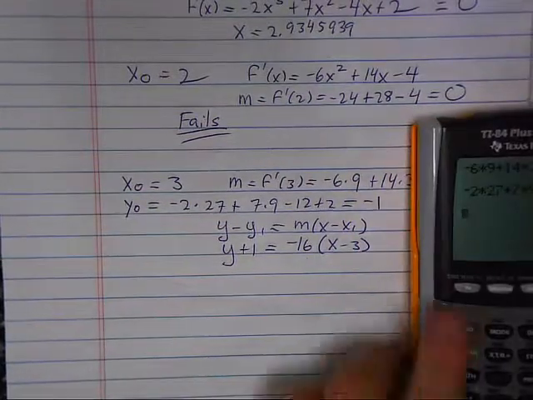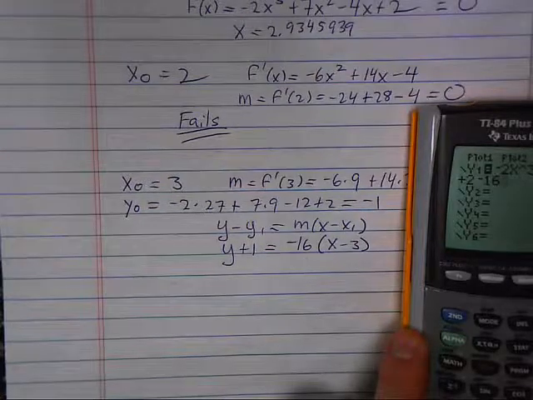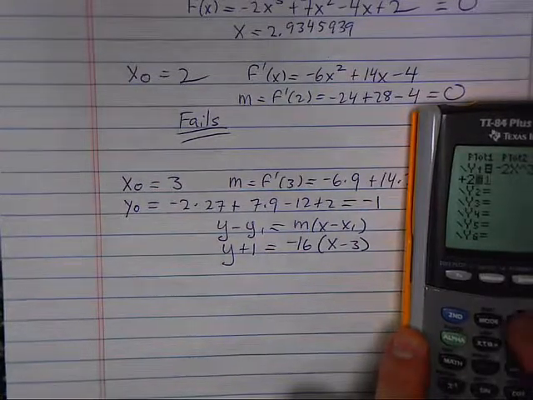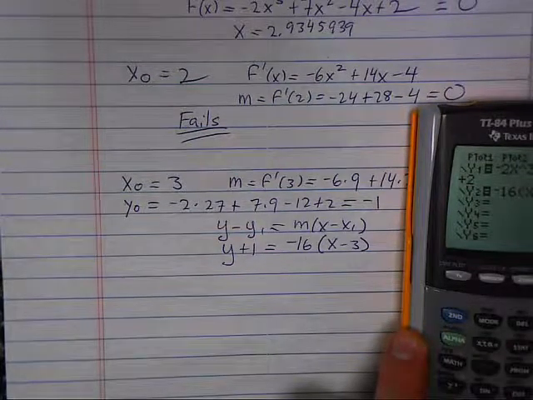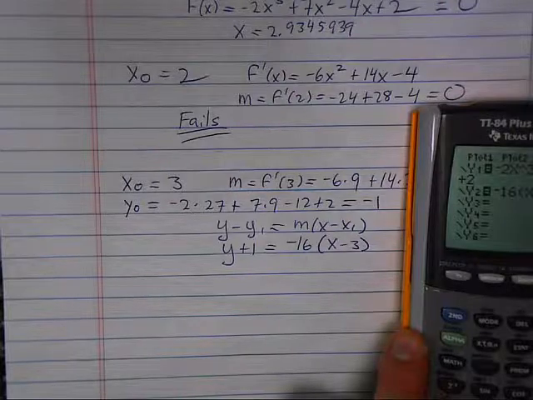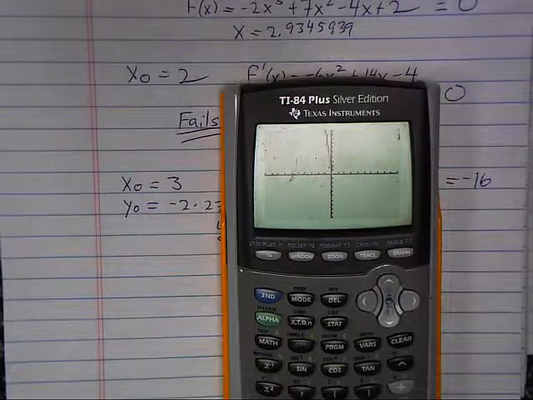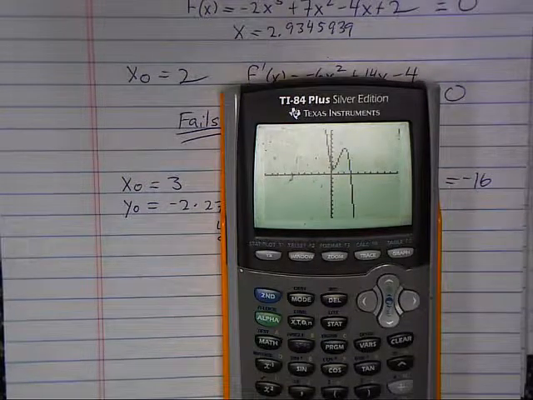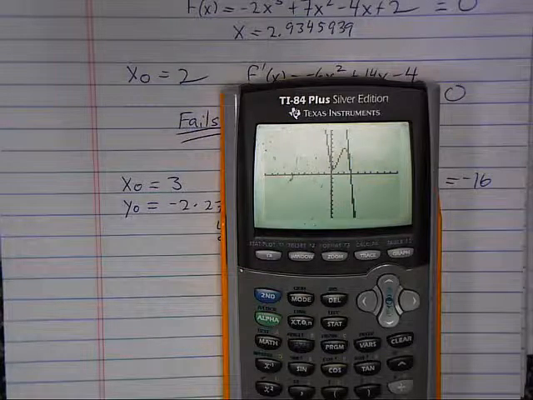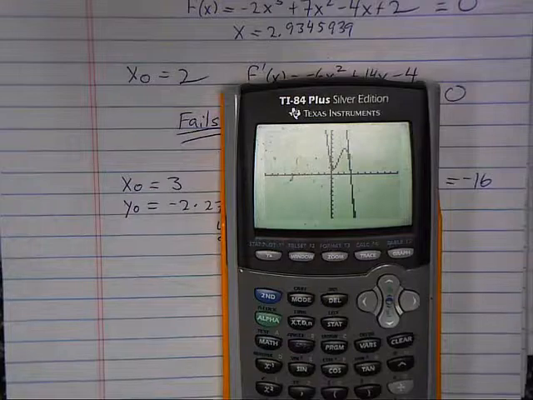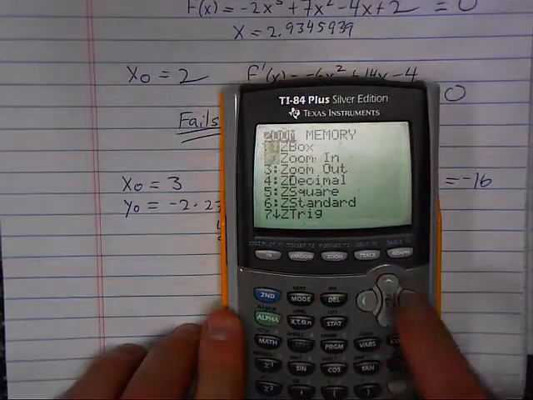All right, so let me graph that equation for you. Y equals negative 16 times x minus 3 minus 1. Okay, so there's my original polynomial, and there's my tangent line. We can't see those very well. Let me do a zoom in here. I want to do a zoom box, actually.